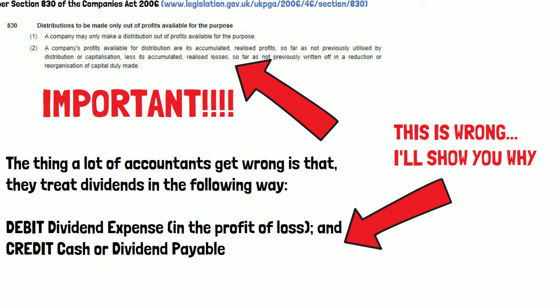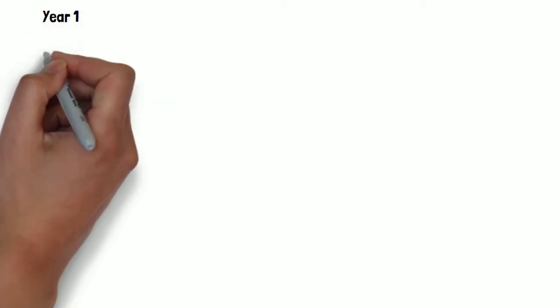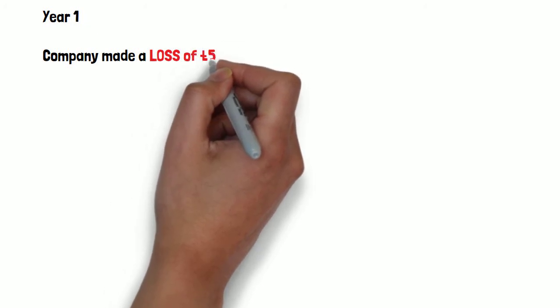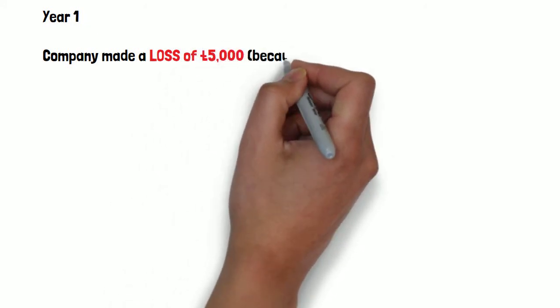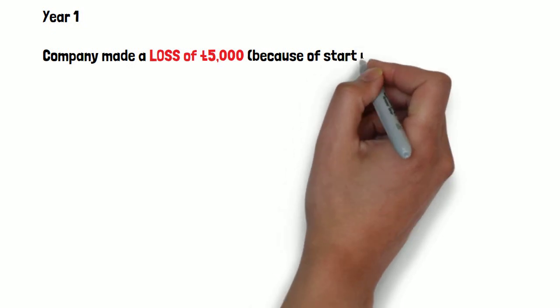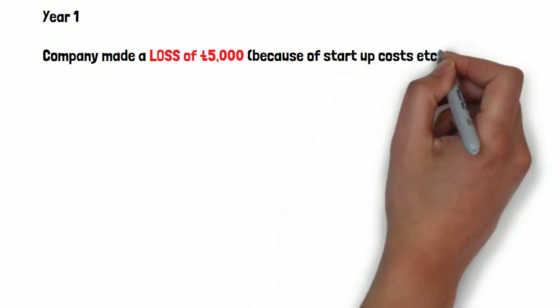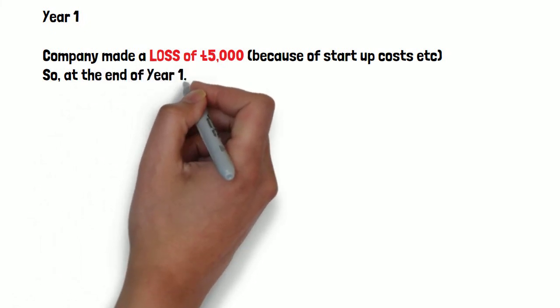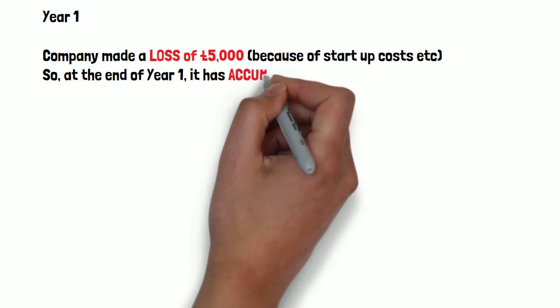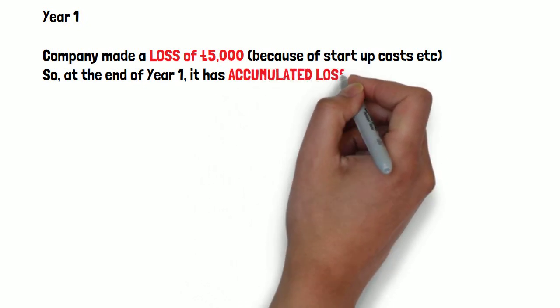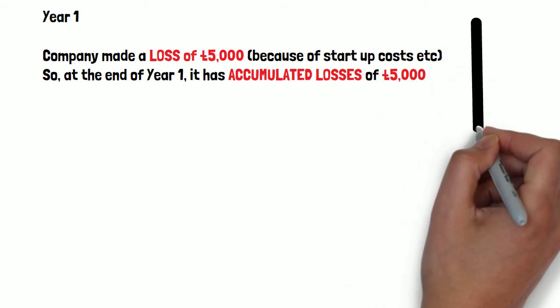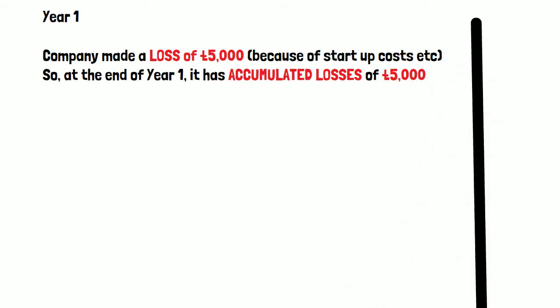problems later on. Okay, so we're just going to go through an example of why we need to look at it from an accumulated profit standpoint in the balance sheet, of what's going on in reserves, rather than what's going on in the P&L for a given year. Okay, so let's look at company X, year 1. The company made a loss of £5,000. Now, this could be because of startup costs, they're just kicking off a business. So at the start of year 1, they had accumulated losses of £5,000.